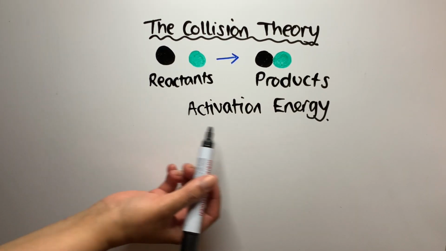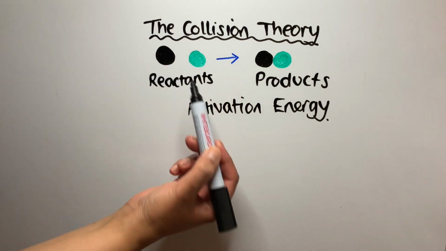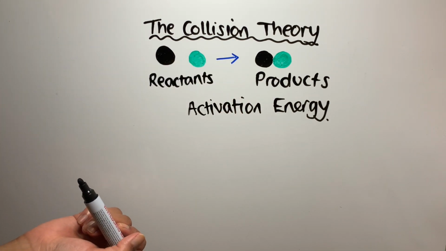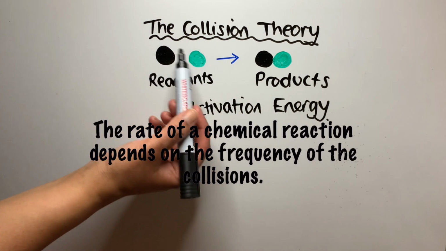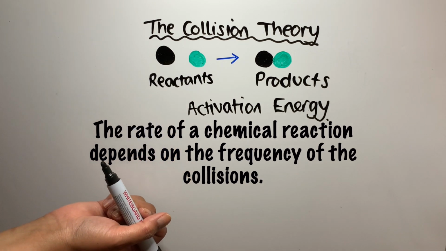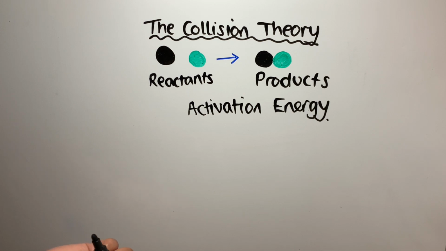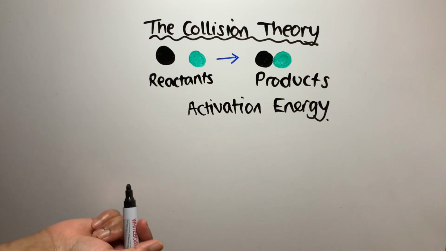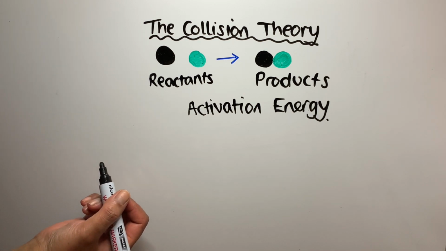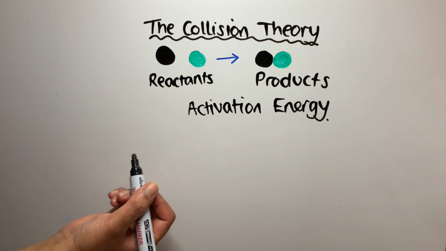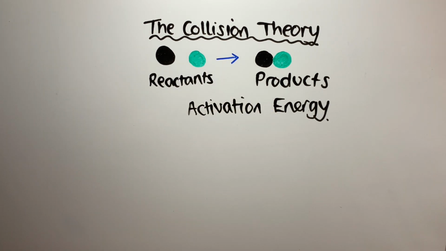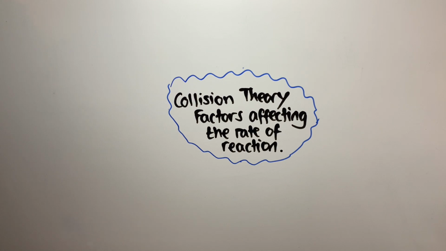The frequency of these collisions determines the rate of reaction. The more frequent these collisions are, the faster the rate of reaction. The less frequent these collisions are, the slower the rate of reaction. So what we're going to do now is consider the 4 factors that may speed up the rate of reaction. So firstly, let's consider temperature.